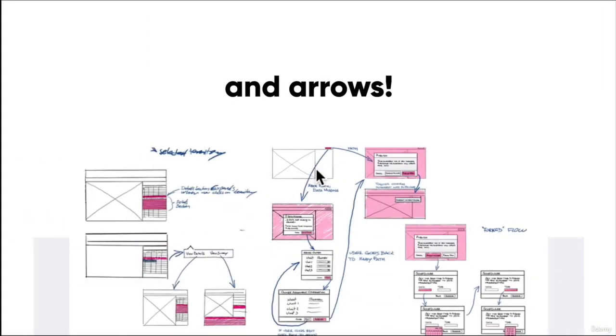Definitely use arrows. Arrows help to indicate a transition. So we can see here that if somebody interacts with this element, something else is going to happen and may push them in 2 different directions.